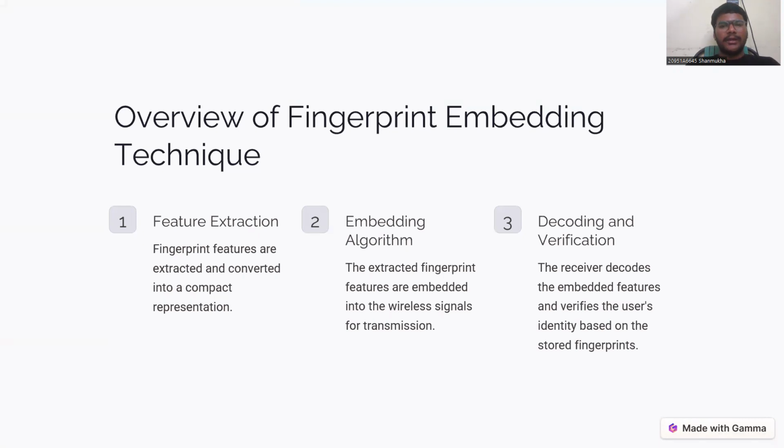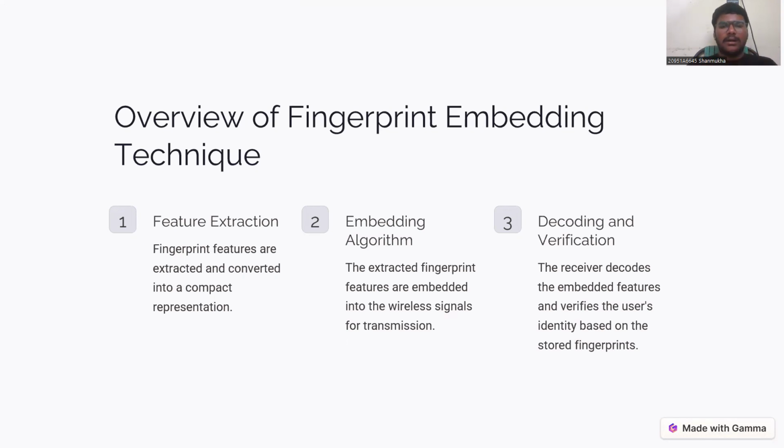Overview of the fingerprint embedding technique. Usually we have three stages: feature extraction, embedding algorithm, and decoding and verification. Fingerprint features are extracted and converted into a compact representation. In the embedding algorithm, the extracted fingerprint features are embedded into the wireless signals for transmission.